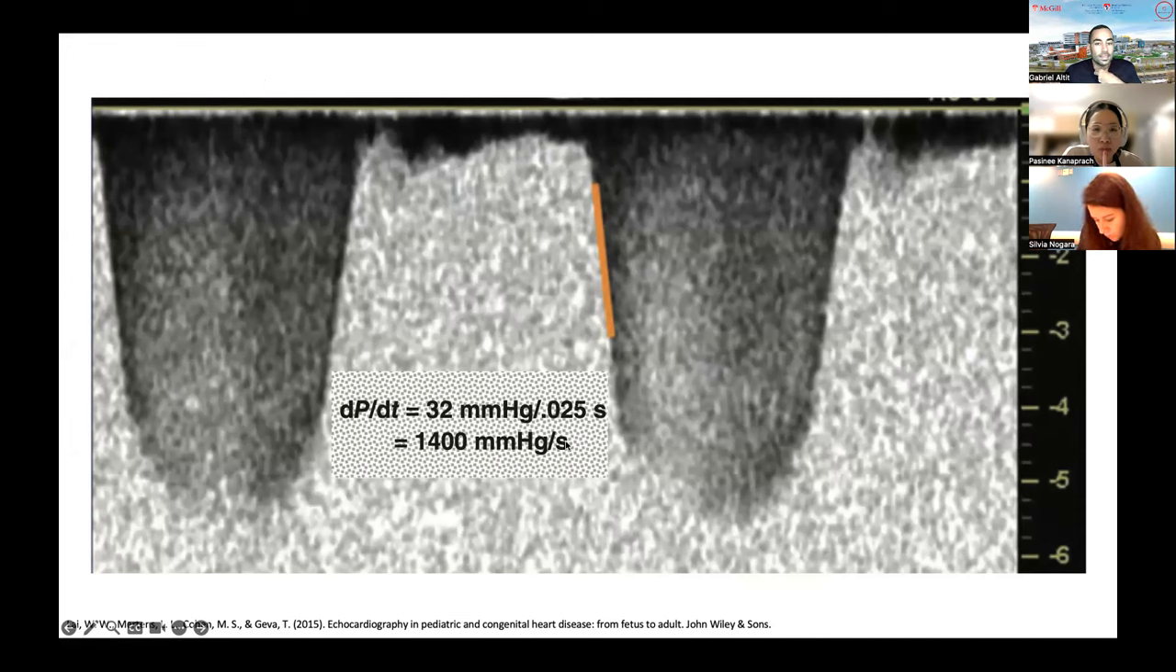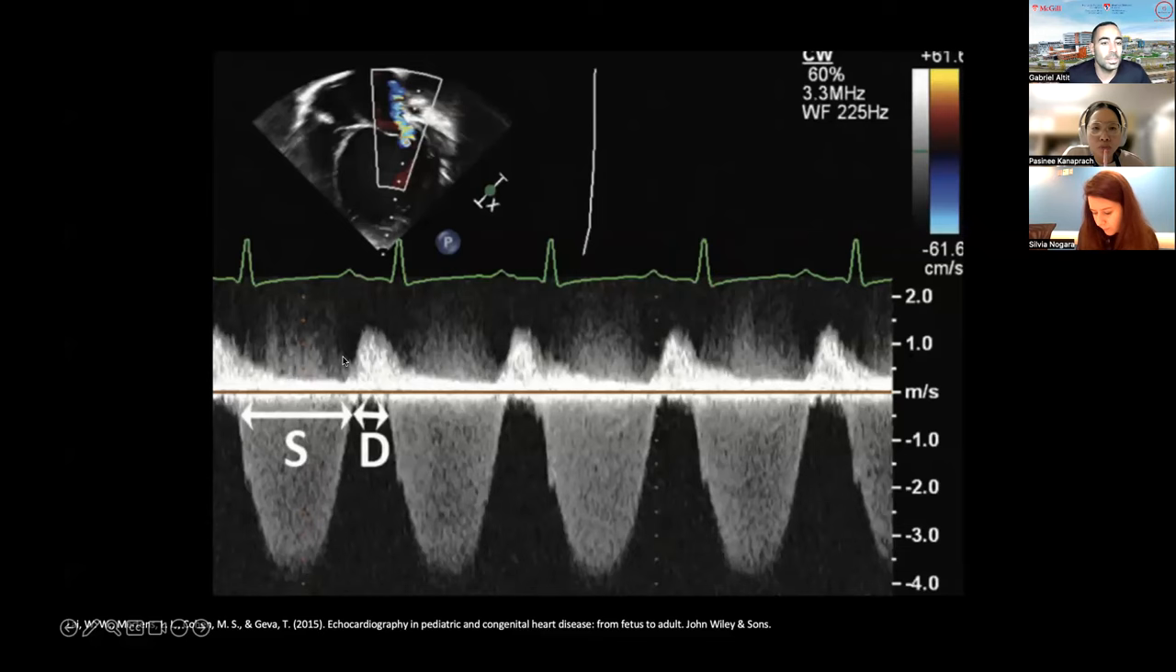Sorry. Yeah, and because the marker is in millimeters of mercury per second, 32 divided by 0.025 is 1,400 millimeters of mercury per second. It's also a marker that's dependent on LA pressure, because if your LA pressure is very high, Bernoulli is a gradient. It's not perfect, but it still gives you an assessment if you're able to follow it. Sometimes we use it in patients with, for example, hypoplastic left heart. We apply this technology to the RV.